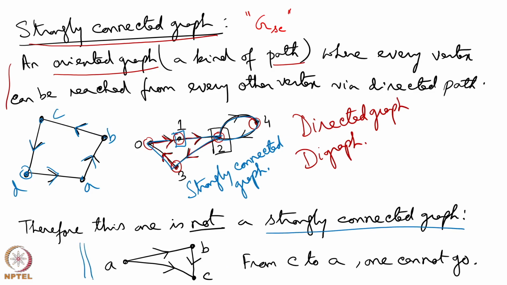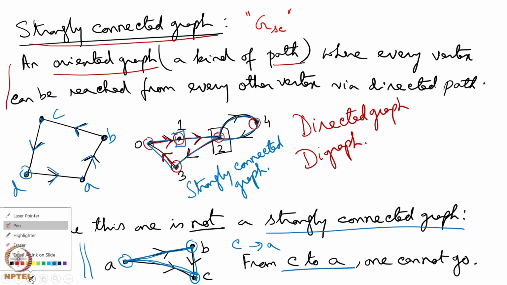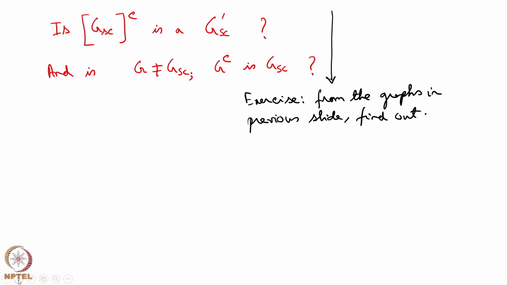And following this definition, here is an example of a graph which is not strongly connected. From A I can reach B, fine. From A I can also reach C, fine. Or I can reach from A to C straight away. But if from C I want to go to A, that is not possible if I follow the arrows. From C I cannot go this way, not permitted, I also cannot go this way. Therefore, this is an example of a graph which is not strongly connected.